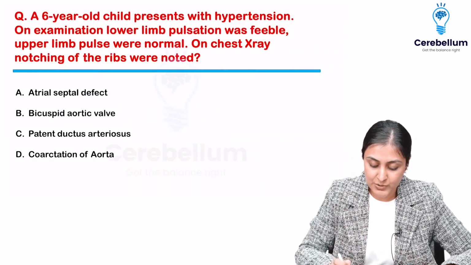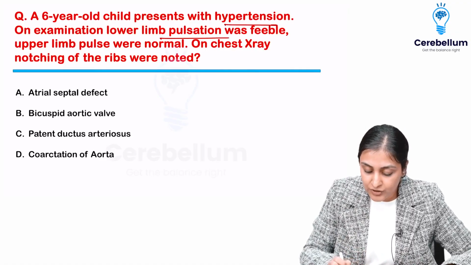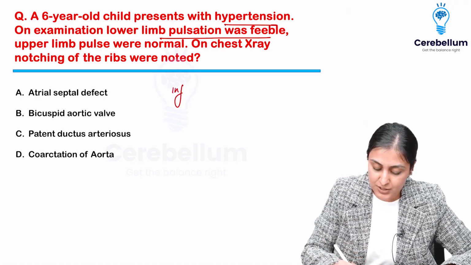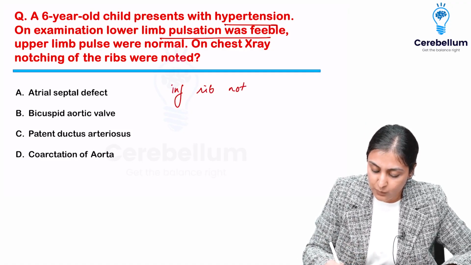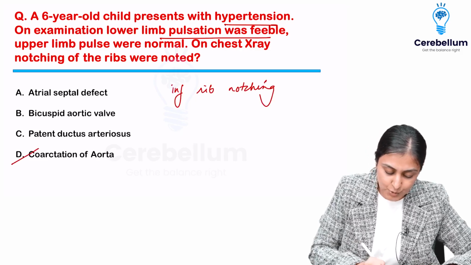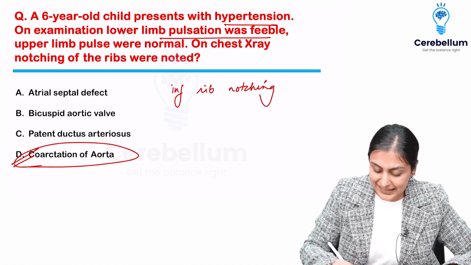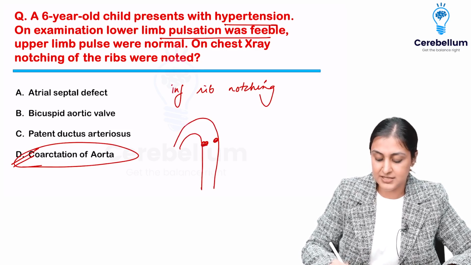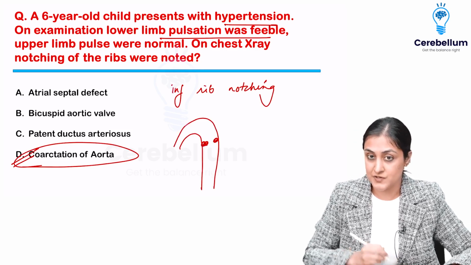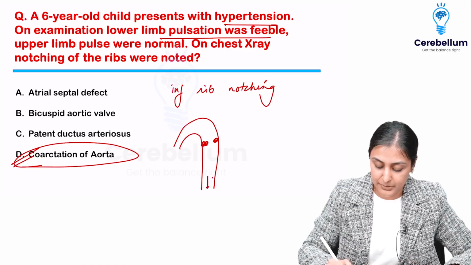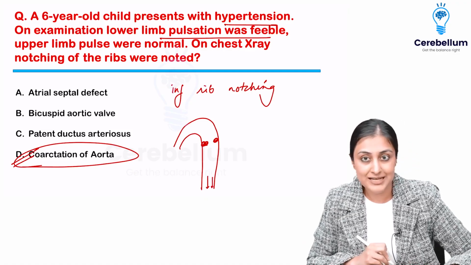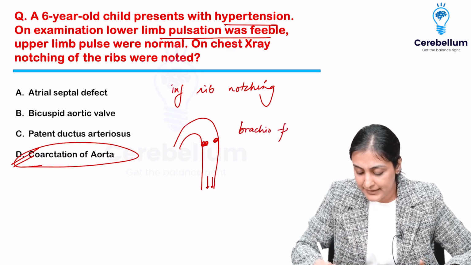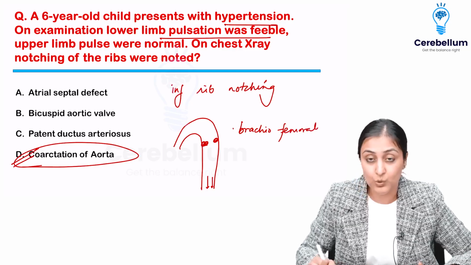6-year-old child presents with hypertension. Lower limb pulses feeble, inferior rib notching. So inferior rib notching. What happens? This is coarctation of aorta. In coarctation of aorta, you have a narrowing here just distal to the ductus arteriosus. So because of which the blood to the lower limb is compromised, and that's why there is a brachiofemoral delay. There is feeble femoral pulsation.